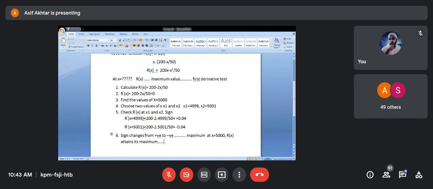So the sign changes from this one. And if I ask you what is the maximum revenue, that was at what level. The level is x equal to 5000. Now if I ask you what is the maximum revenue, what do you need to do here? Put x equal to 5000 in R of x, in this expression of the revenue function. Now if you put 5000, you will get the maximum revenue. So anybody out of you give me the final answer. What is the maximum revenue? 5 lakh.